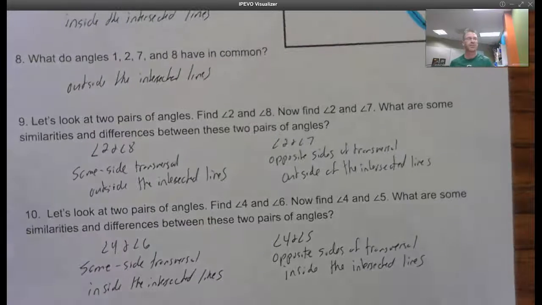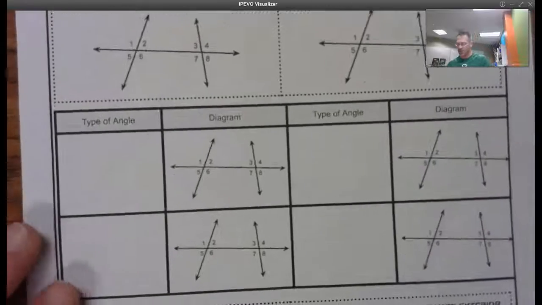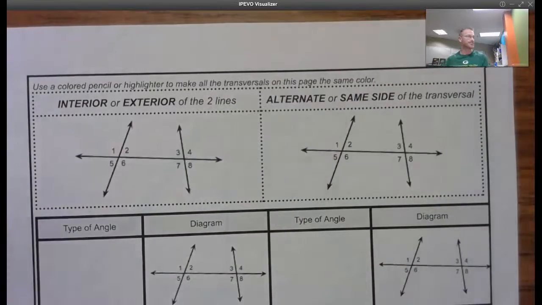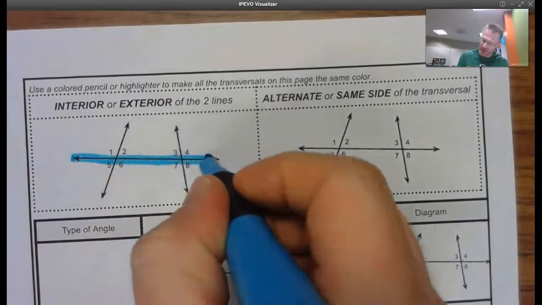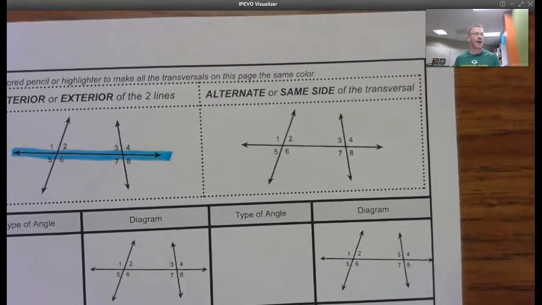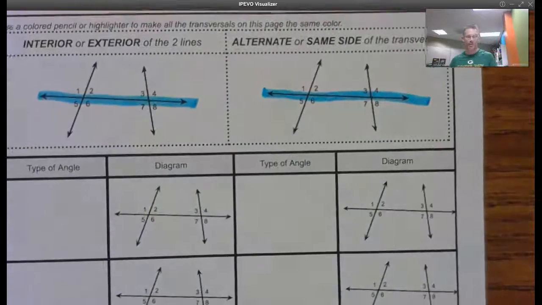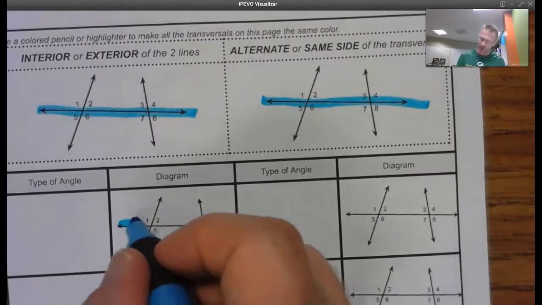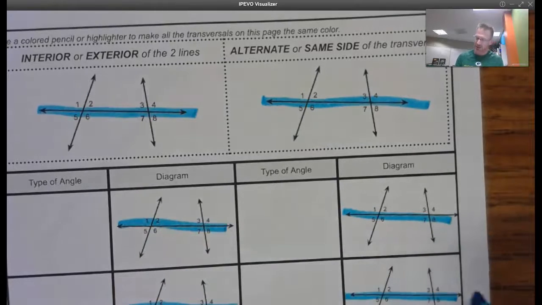All right, so there are definitely some patterns to these angle pairs around the transversal, and that's what we want to get into now. So let's flip and take some notes on page 48. I'm just going to highlight our transversal, and all of these. We're going to talk about interior and exterior angles of our two lines, and then we're going to talk about alternate or same side of the transversal. I'm just going to highlight that all the way down. So this blue line is our transversal.